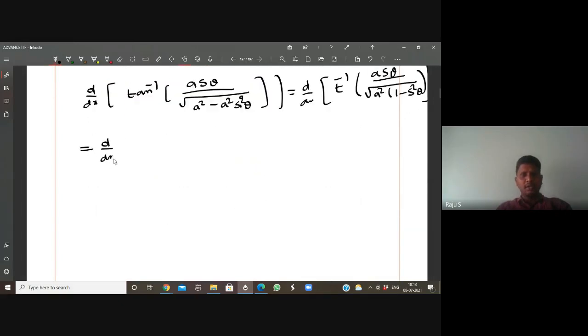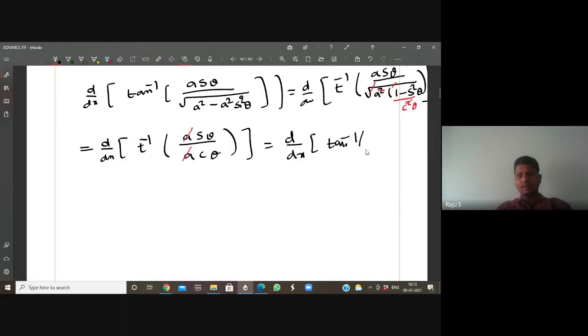So d by dx of tan inverse of a sine theta by, shall I write this value directly as a cos theta? Because a square root gets cancelled. Here 1 minus sine square is cos square theta. Square root gets cancelled, nothing but remaining is a cos theta. A gets cancelled. Now see here, this is d by dx of tan inverse of the remaining value, tan theta. Tan inverse cancels, theta finally.